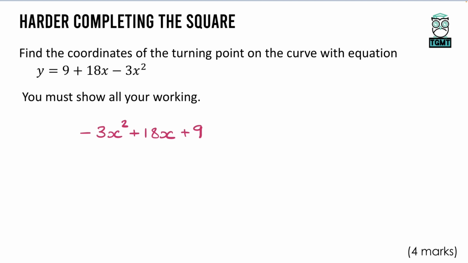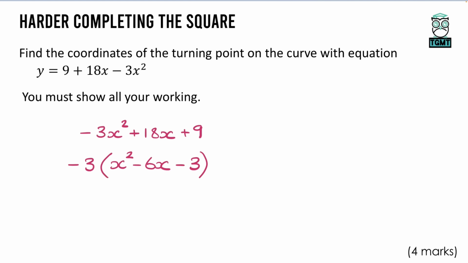Now when we are factorising a harder quadratic, we have to factorise out the coefficient of x squared when we are completing the square. So here we would take -3 out of the quadratic, which means everything's going to divide by -3. So we would get positive x squared. 18 divided by -3 would give us -6x. And 9 divided by -3 will give us -3. So you can see there that the symbols have also changed in front of each piece.